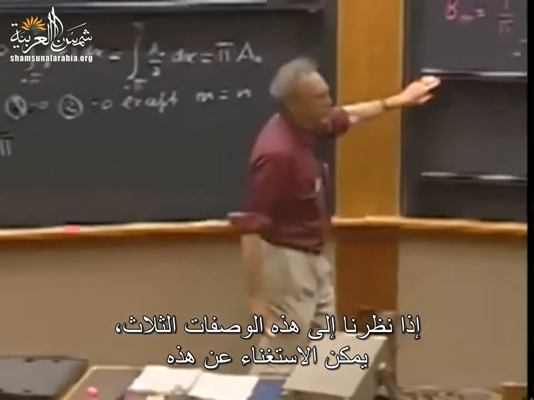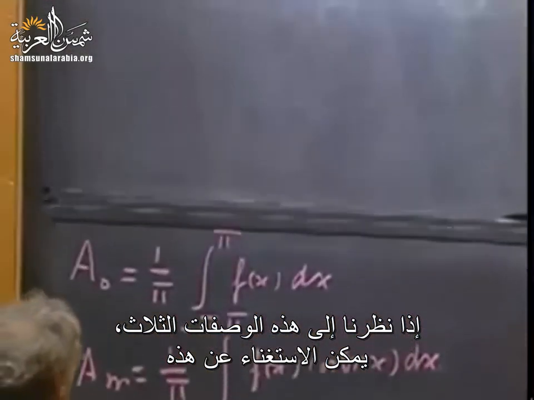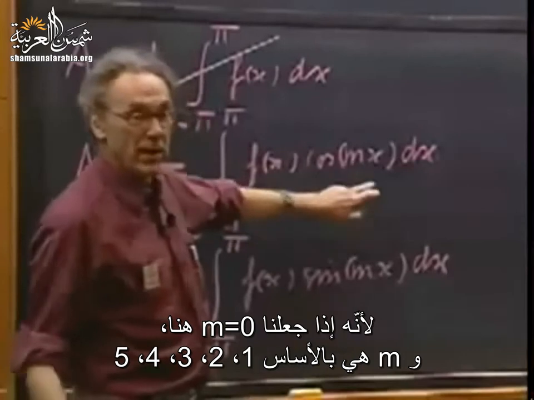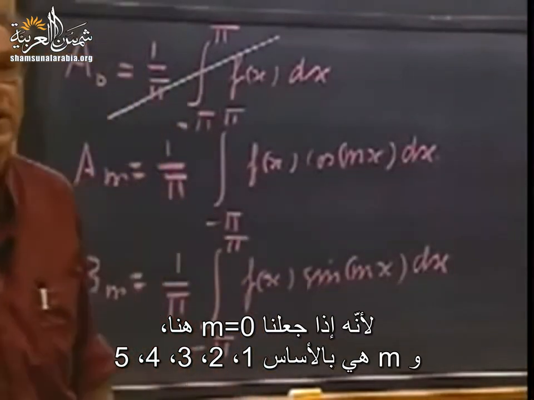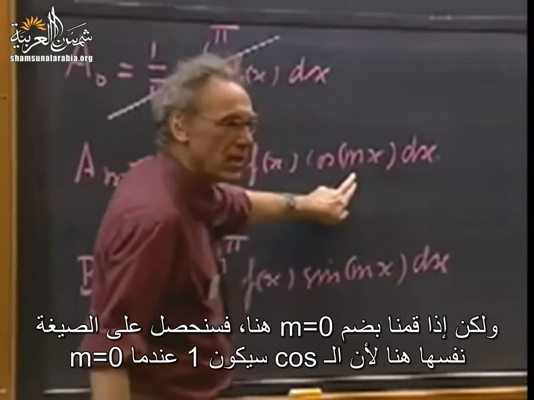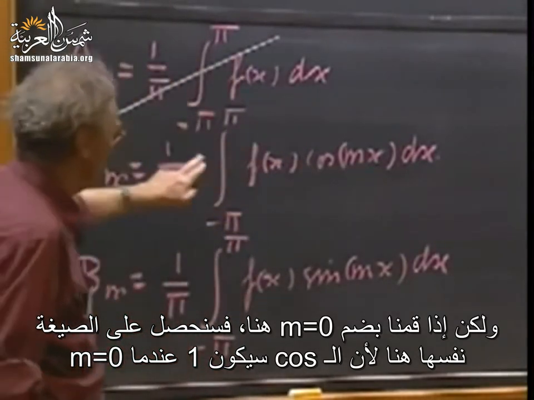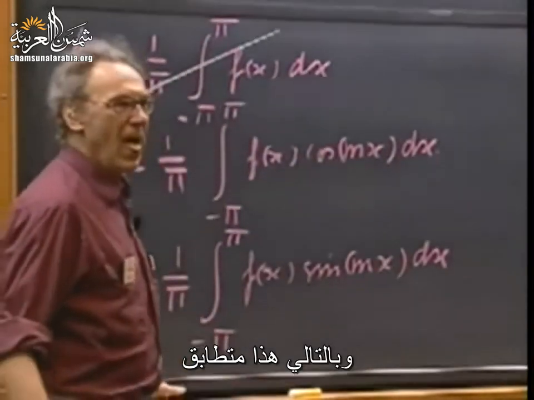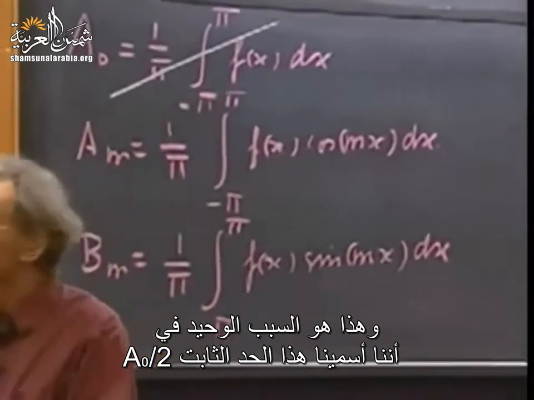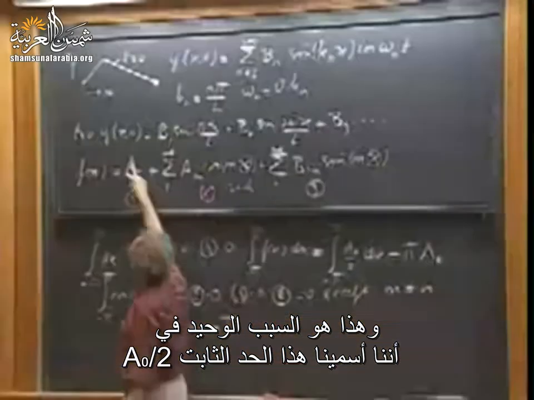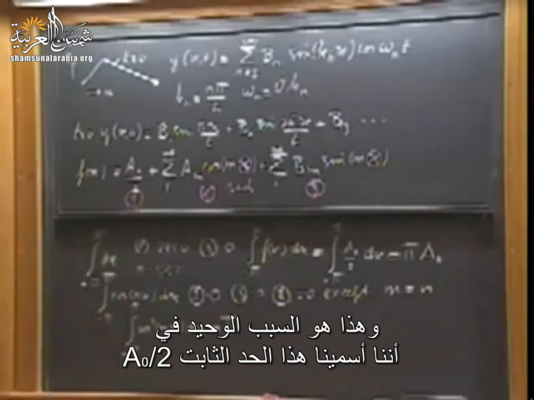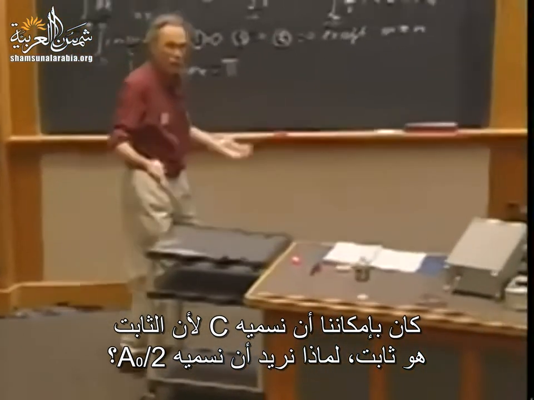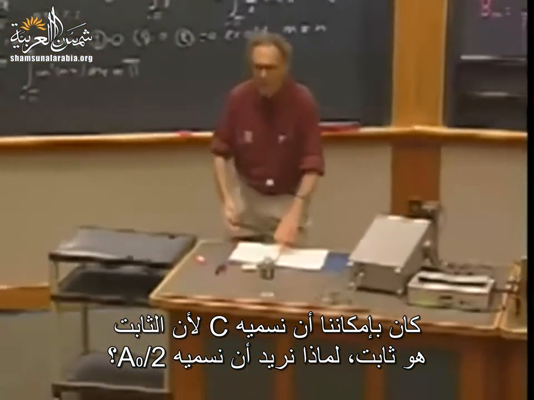If you look at these three recipes, you can do away with this one, because if you make m equal 0 here, originally m was 1, 2, 3, 4, 5, but if you also include m equals 0 here, you get exactly the same that you have here, because when m equals 0, the cosine is 1. So this is then identical. That is the only reason why we called this constant term a0 divided by 2. We could have called that a c, because after all, a constant is a constant. Why would you want to call it a0 divided by 2?